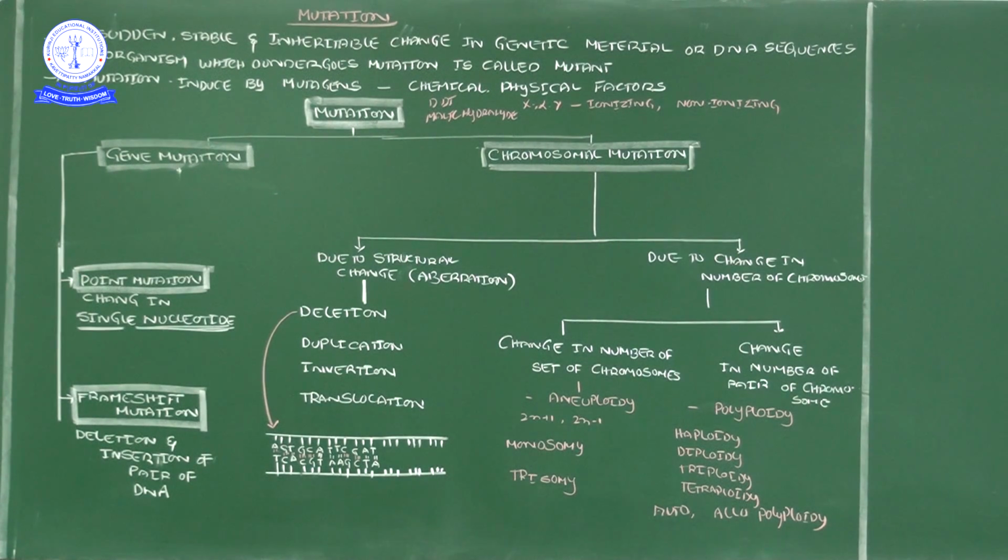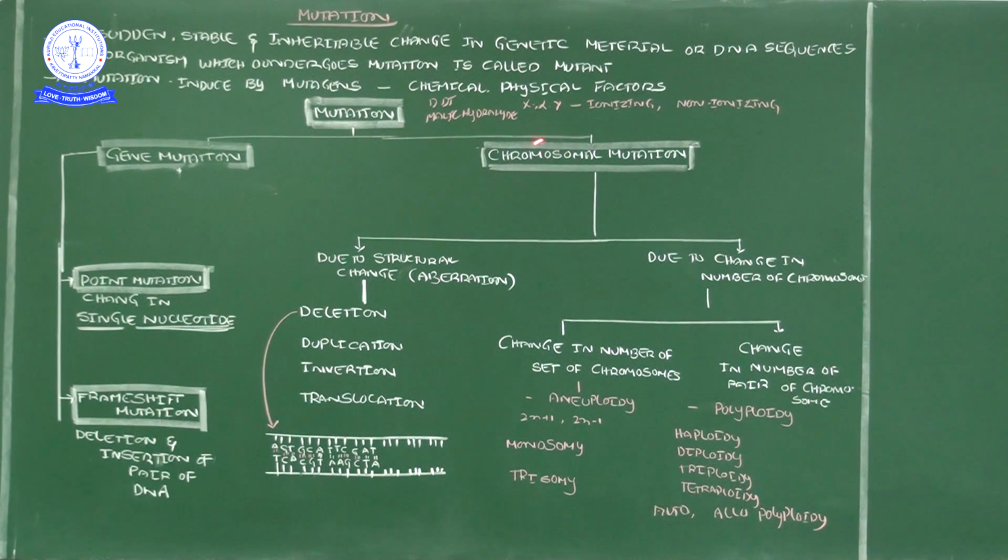Now a small gene is getting the mutation. When its structure or nature changes, that shows the mutation. So the change happens at the small gene level, and that leads to the mutation. Such types of mutations we call gene mutations. These gene mutations again divide into two types: point mutation and frame shift mutation.